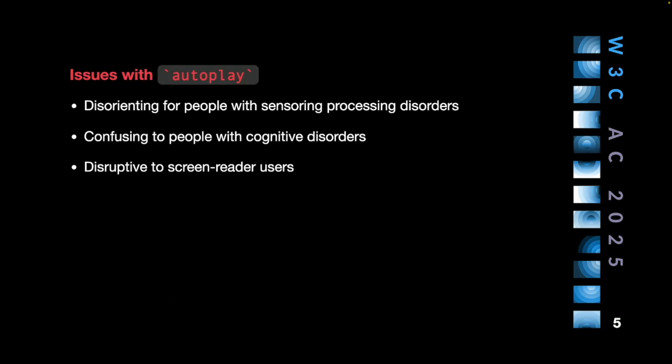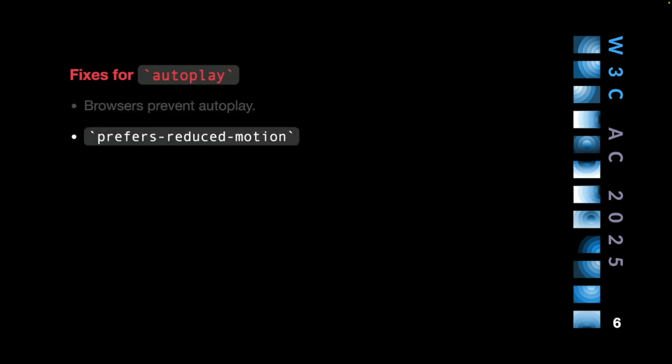And so, for people who have sensory processing disorders, cognitive disorders, or for screen reader users, for whom it is disruptive, many browsers now prevent autoplay if the audio is not muted. And the Mozilla Developer Network have a best practices guide on using autoplay. Another fix is the prefers-reduced-motion media query, which allows developers to check users' system settings and only toggle autoplay if the prefers-reduced-motion setting is off.